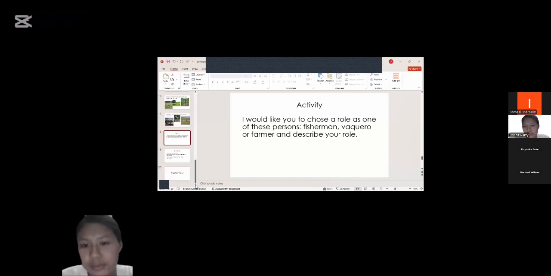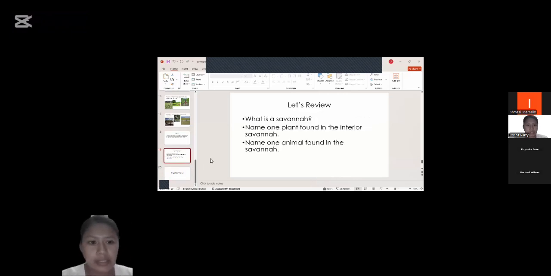There are a lot of persons now within the interior savannah that are trying to save the largest freshwater fish that we have, right? And that is where I think you're coming from. All right, excellent. I love all your answers. It tells me that you understand what are some of the key features of the interior savanna and the importance.